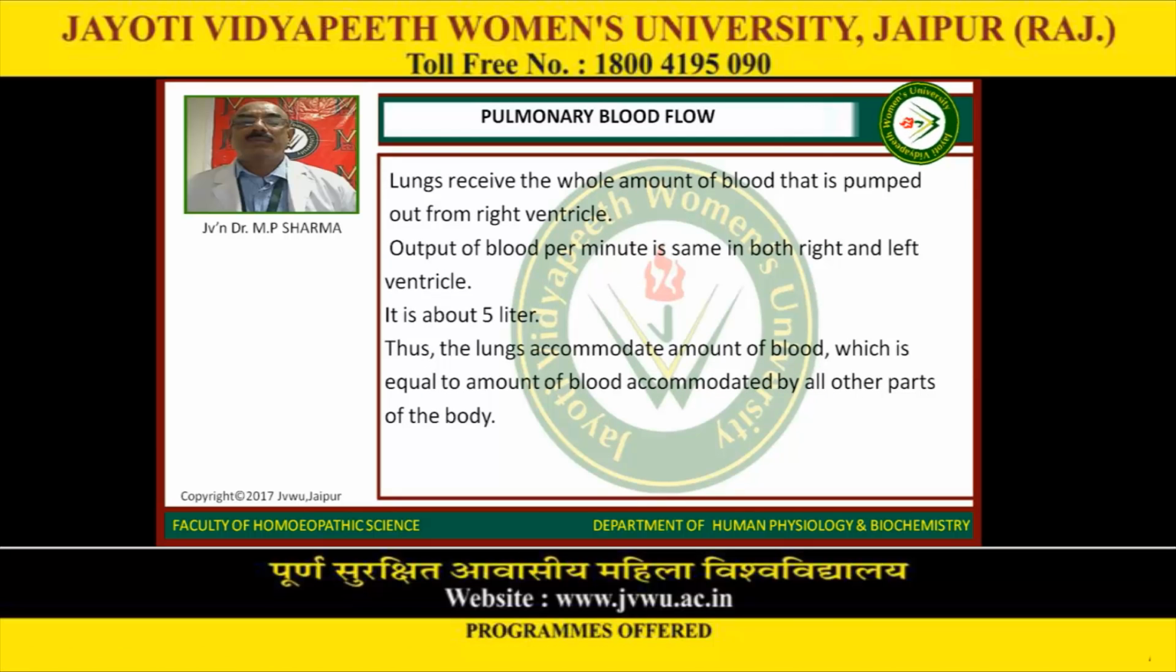Now, pulmonary blood flow. Lungs receive the whole amount of the blood pumped out from the right ventricle, and the output of blood per minute is the same in both right and left ventricles, which is about 5 liters. Thus the lungs accommodate an amount of blood which is equal to the amount of blood accommodated by all other parts of the body.